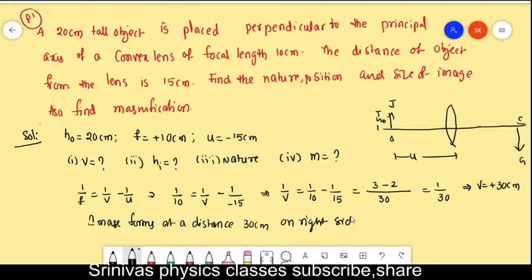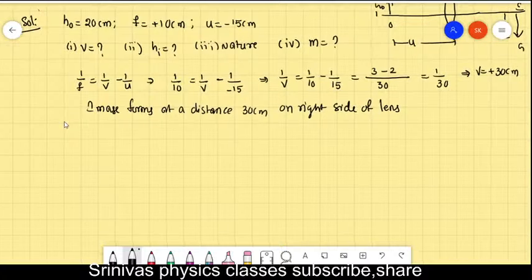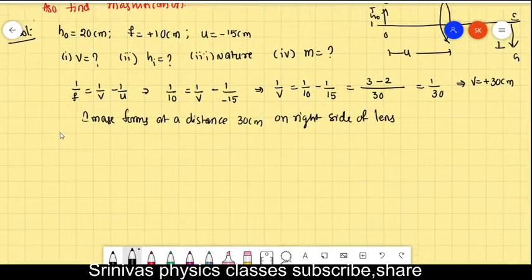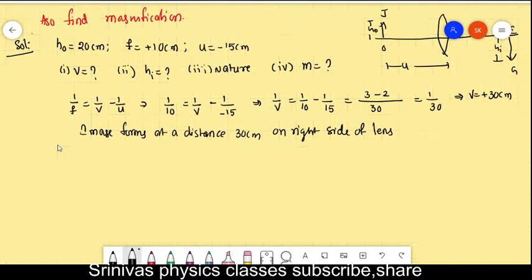Next we have to find out the height of the image, right? Then for the purpose, we can use the magnification formula. This is the first question solution completed. Go for the second question. Height of the image we have to find out. Magnification formula: height of image by height of object is equal to v by u. It is minus v by u for the mirror, but v by u for the lens.